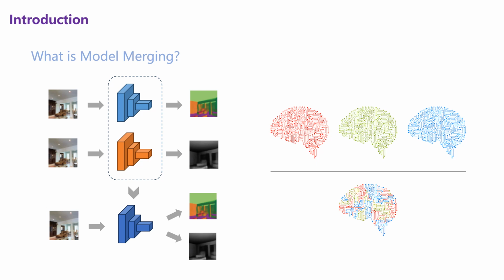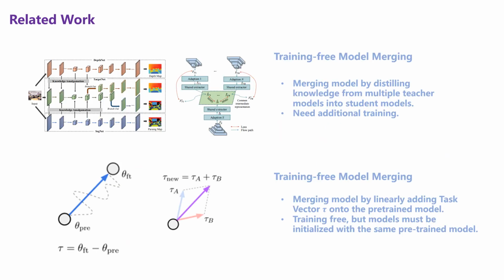its parent models. The existing body of literature can be broadly classified into two schools: training-based knowledge amalgamation and training-free model merging. The former merges models by distilling knowledge from multiple teacher models into student models, which usually requires an additional expensive training process. The latter merges models by adding task vectors onto the pre-trained model, which is training-free, but models used for merging must be initialized with the same pre-trained model.